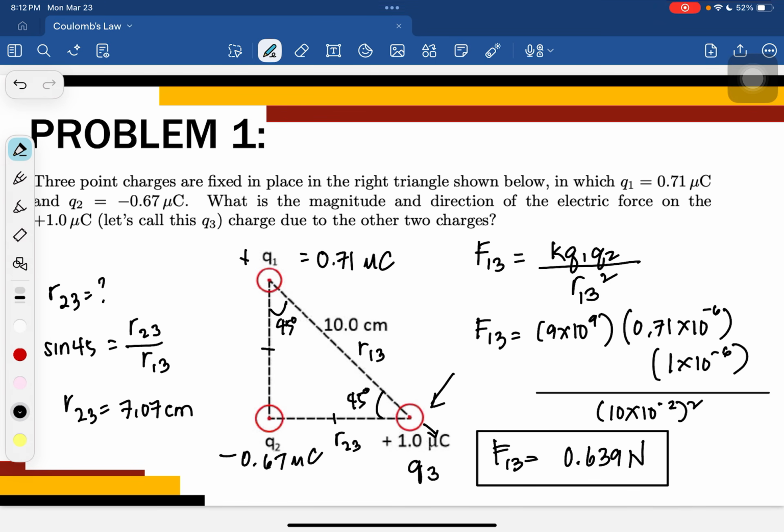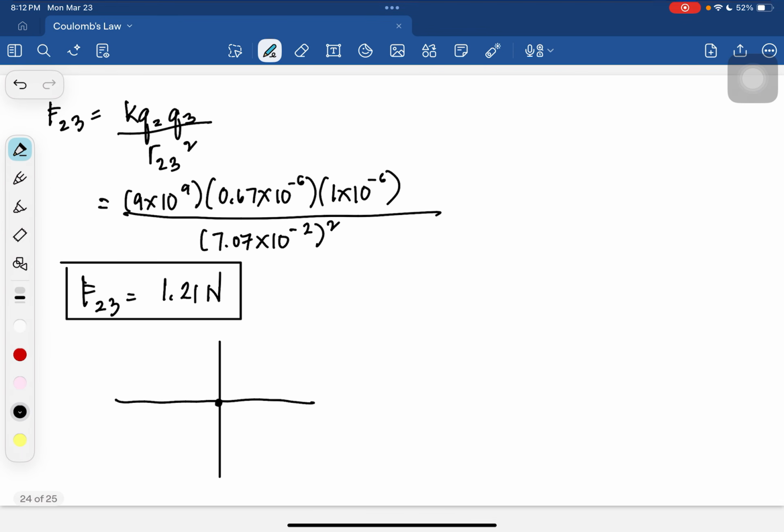The effect of Q1 on Q3 will be repulsive. Q1 will also go away, and Q3 will definitely go the other side. So Q3 here, this is now your F13. This will be the force of 1 on 3. And since this is also 45 degrees.